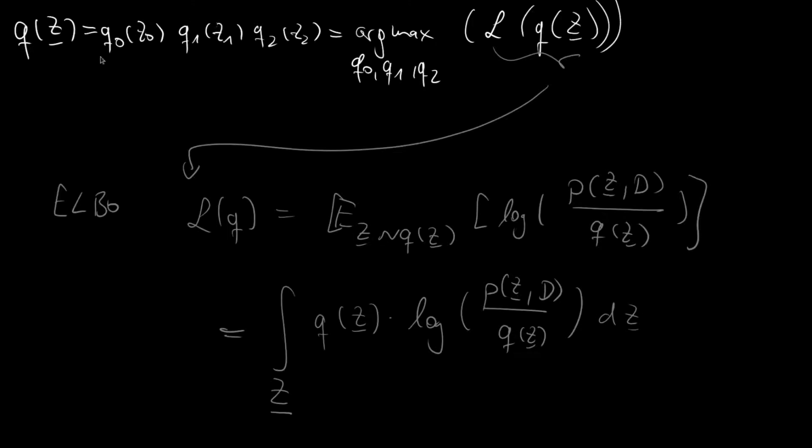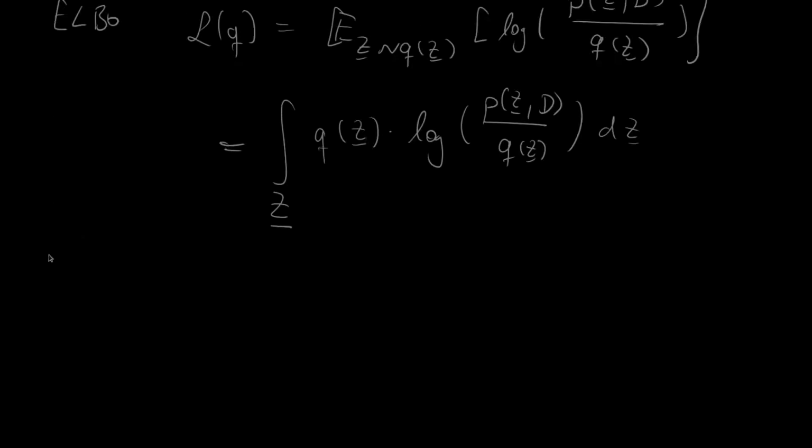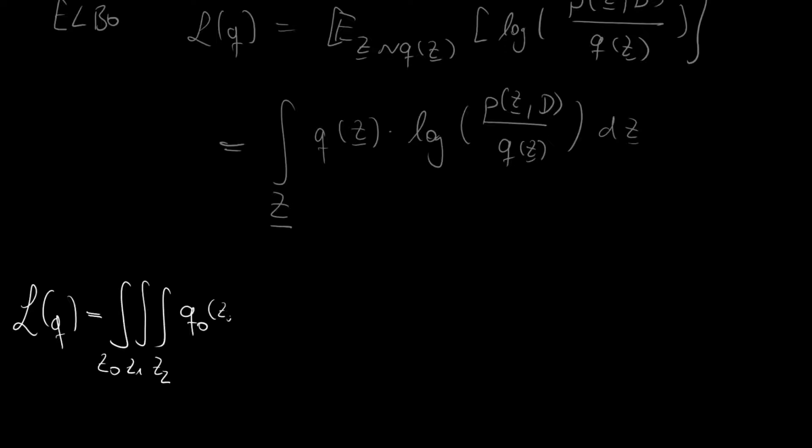Then let us plug in our factorization into the ELBO. So then the ELBO of q becomes the integration over z0, z1, and z2 of q0 of z0 times q1 of z1 times q2 of z2 times, well, and then we apply the logarithm rules. So we first have the logarithm of the joint. That is the logarithm of p of z and d.